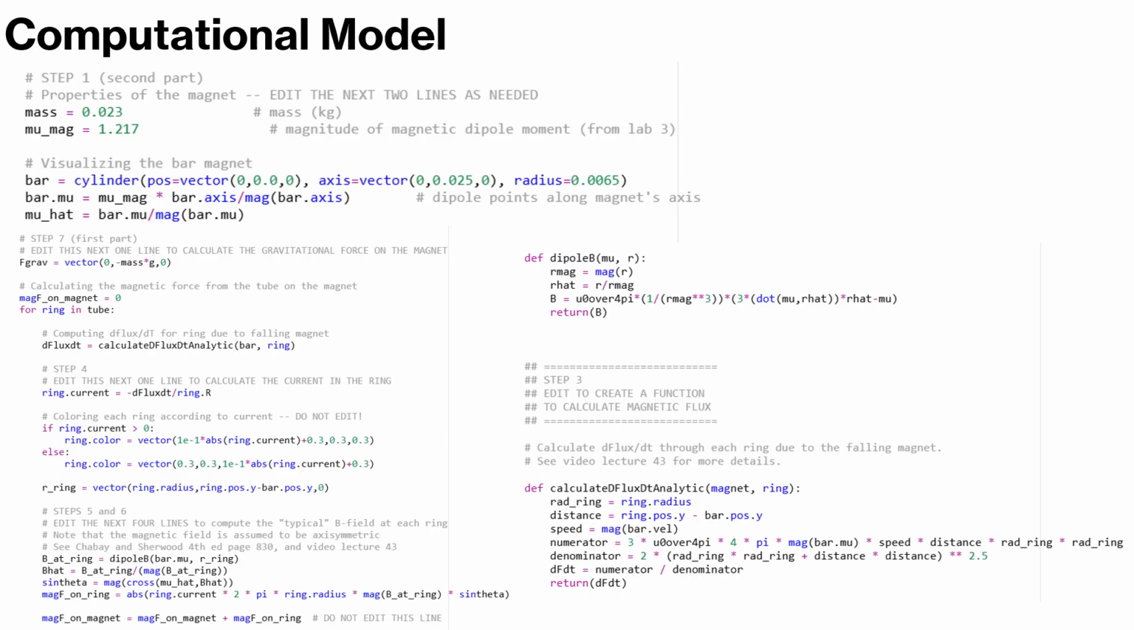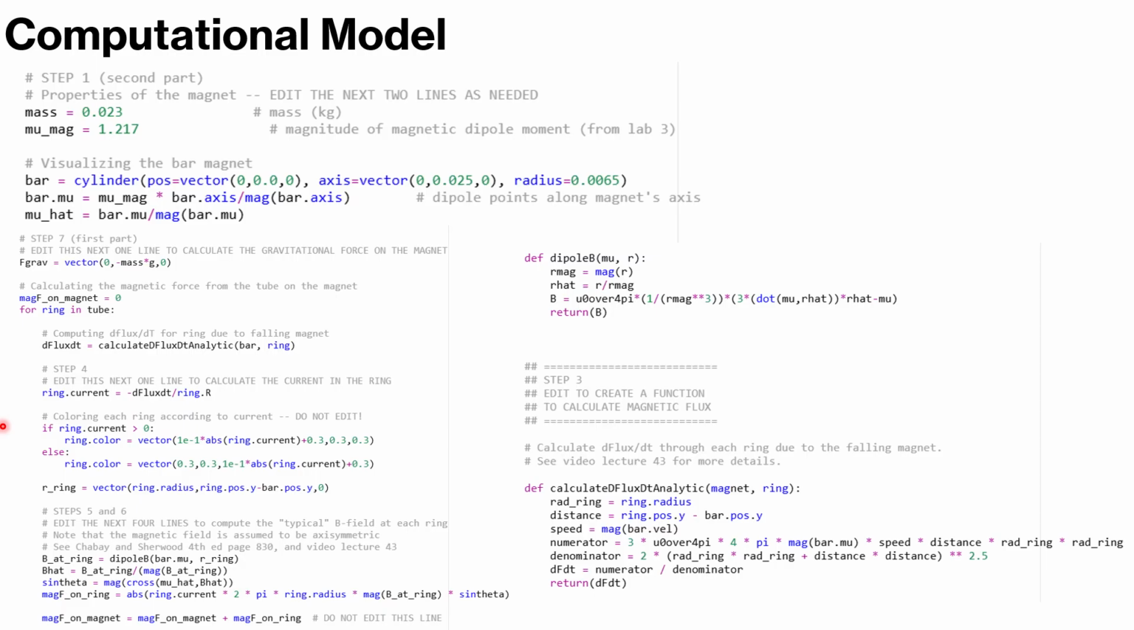Computational. Below are some of the parts of the code. This first part shows us defining the bar magnet, its mass, and its dipole moment. Our magnetic dipole moment is taken from Lab 3, the value we calculated to be 1.217.